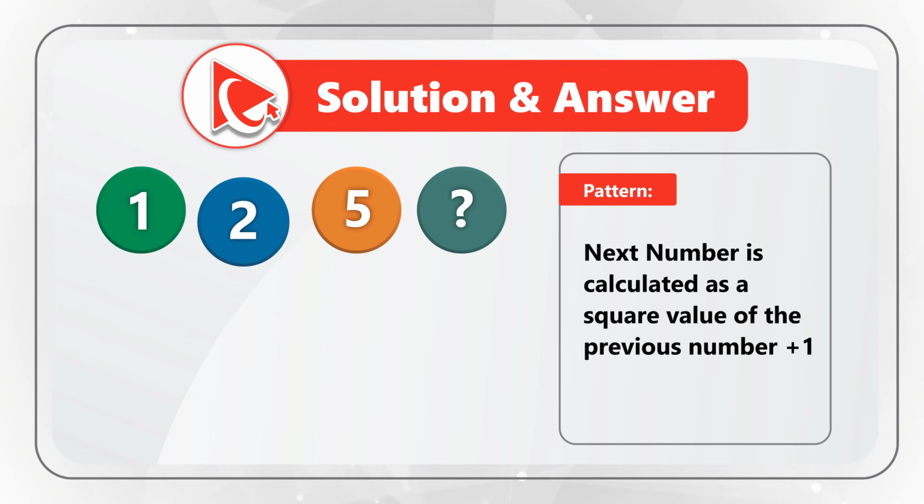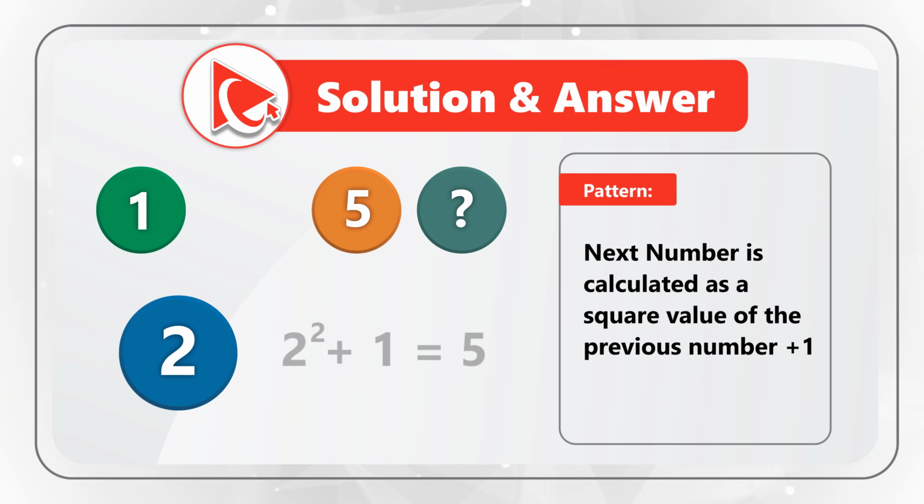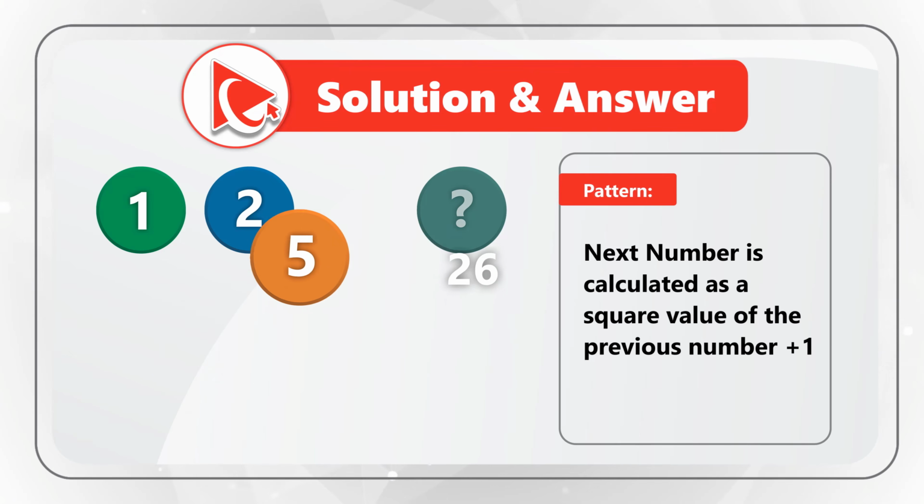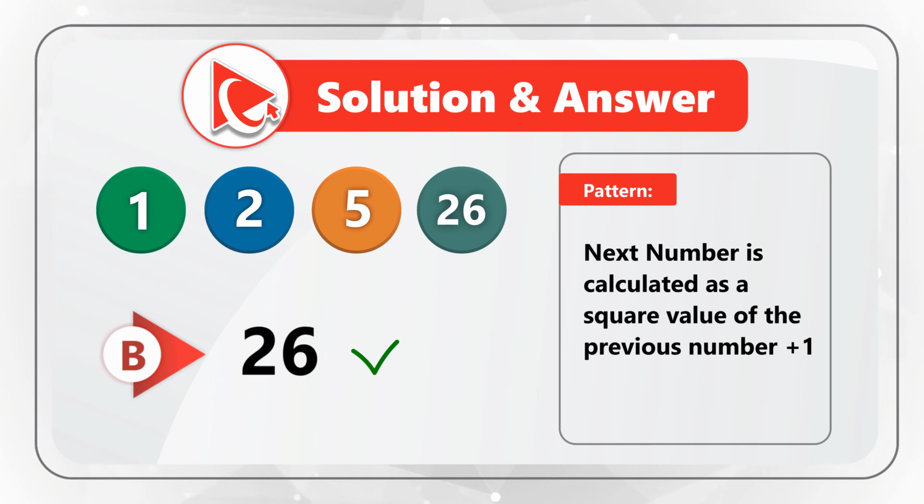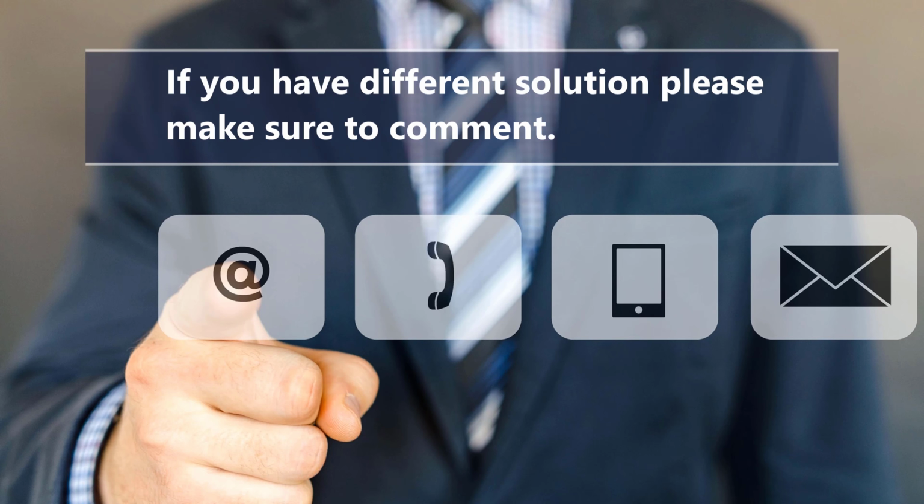The third number is calculated as 2 squared plus 1 and equals 5, which means that the missing number is calculated as 5 squared, which is equal to 25, plus 1, which is equal to 26. So the correct answer here is choice B, 26. Did you get to the same answer? If not, please make sure to post your answer and rationale in comments.